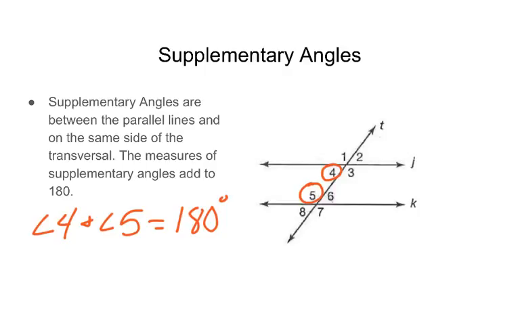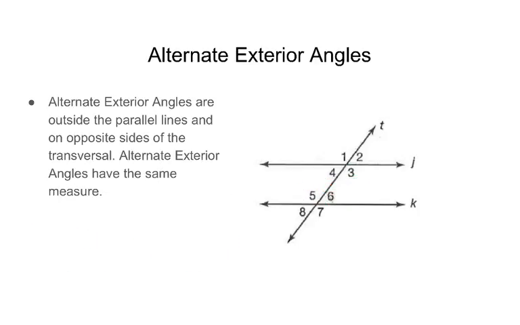Sorry about that, guys. So let's pick one more set. 3 and 6 are supplementary angles, and they equal 180 degrees. Okay, so only two more sets to go.